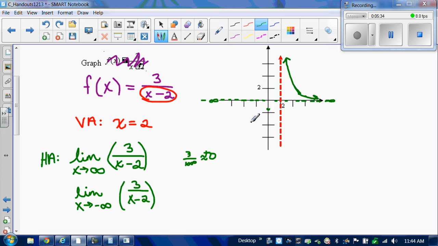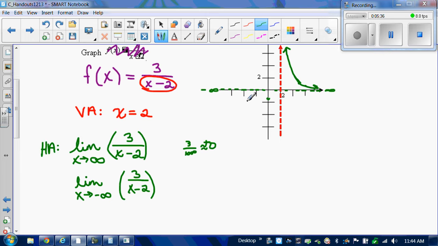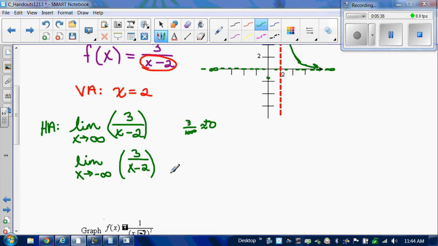But it could go like this. It could not approach that at all. I don't know. All right. Now pick like a negative 1,000 or 998, I guess. Pick negative 998. What do you get? You get 3 over negative 1,000. All right. What's that really close to? Well, it's really close to negative 0.